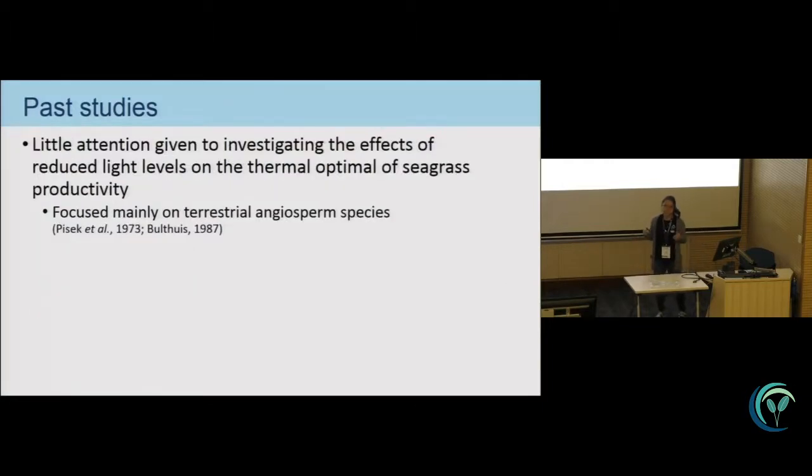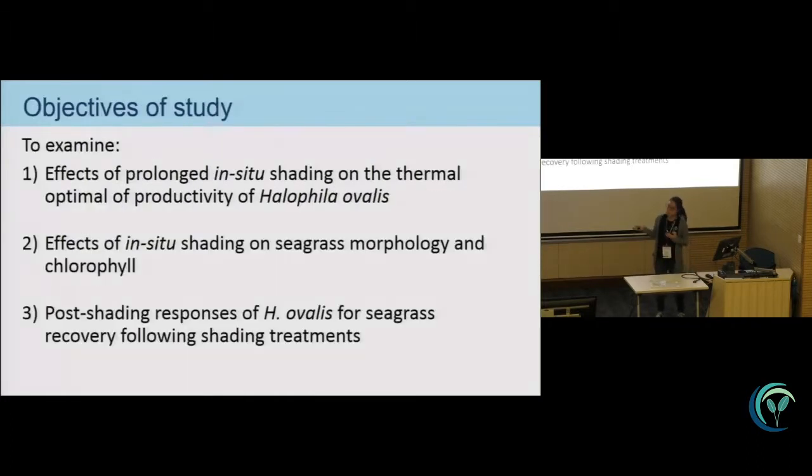However, there has been limited research attention given to investigating the effects of reduced light level on the thermal optimum of seagrass productivity, and most research in these areas tends to focus mainly on terrestrial angiosperm species. So thus, my study seeks to achieve these three objectives.